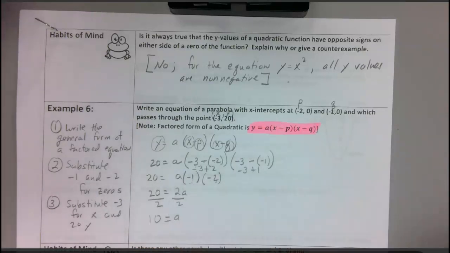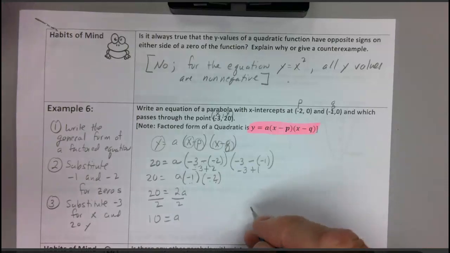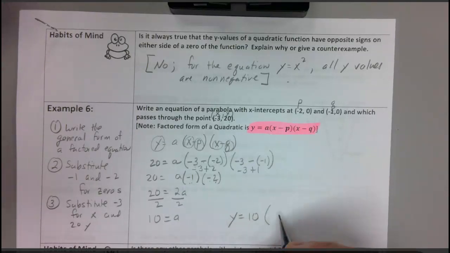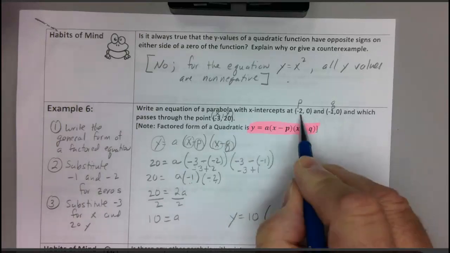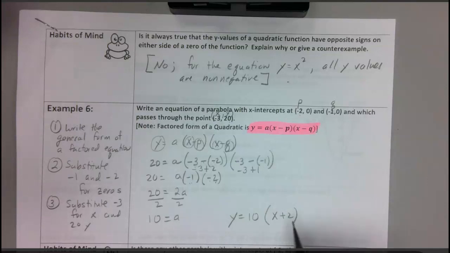Now I can write my equation in factored form. y equals 10 times x plus 2, it was minus -2, so it was an imposter inside the parentheses, and then x minus -1, which would be x plus 1. And there it is, in factored form.